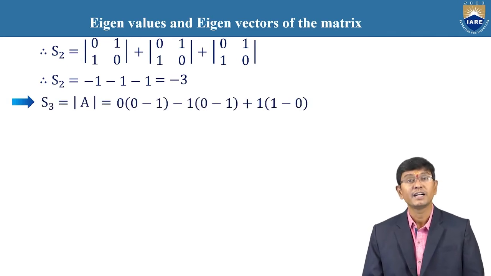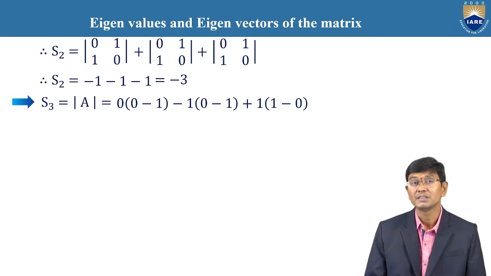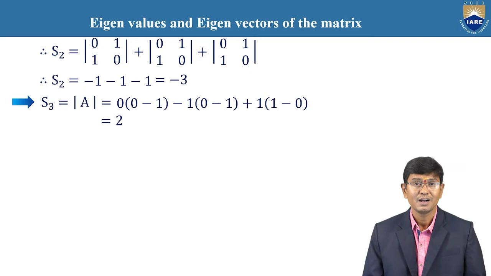That S3 is nothing but the determinant of the given matrix. Therefore, the determinant of the matrix is 0 into (0 minus 1), minus 1 into (0 minus 1), plus 1 into (1 minus 0). Therefore, the value of S3 is, clearly, we obtain 2 only.